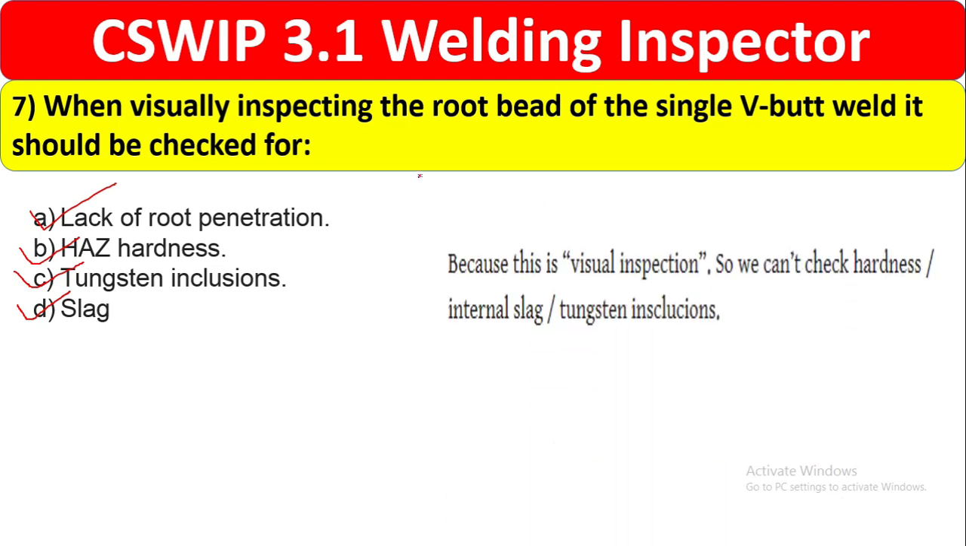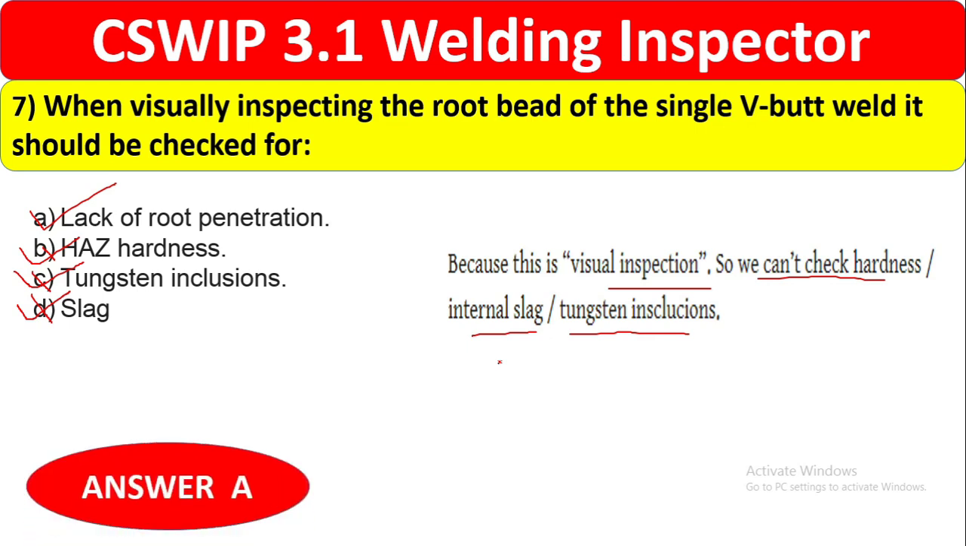So the correct answer, see, this is not the correct one. The correct answer is the lack of root penetration, because this is the visual inspection. First you have to understand this is visual, so we cannot check hardness, internal slag, or tungsten inclusion. So the correct answer is option A.